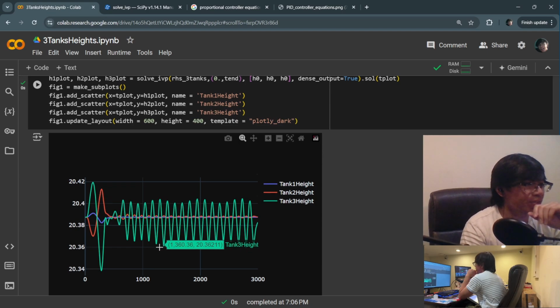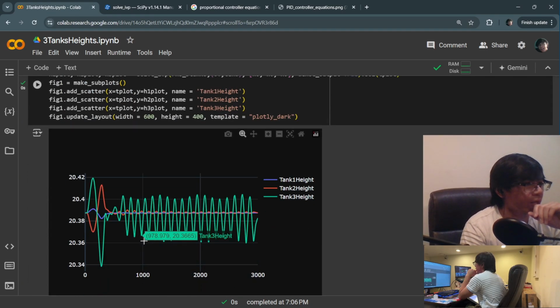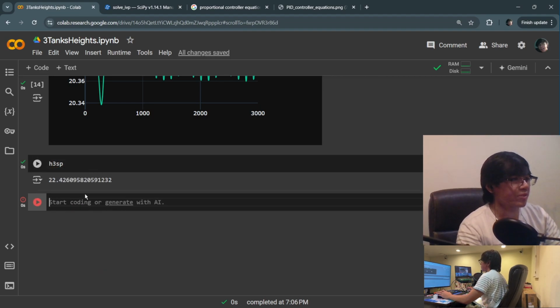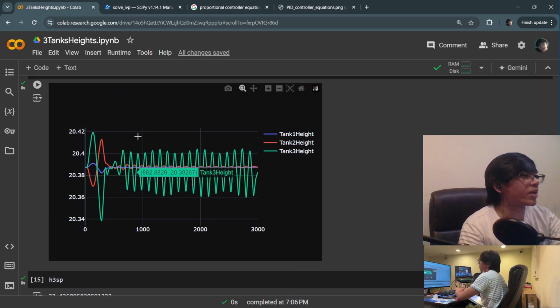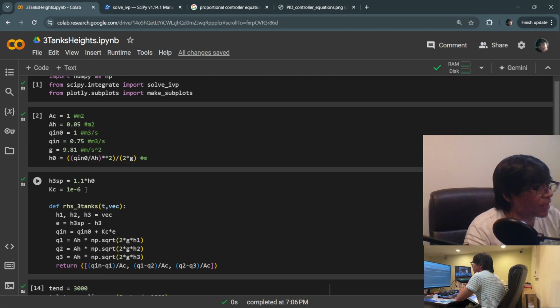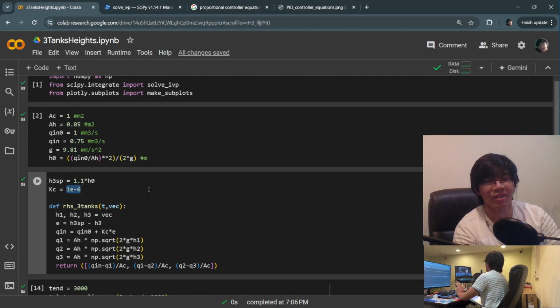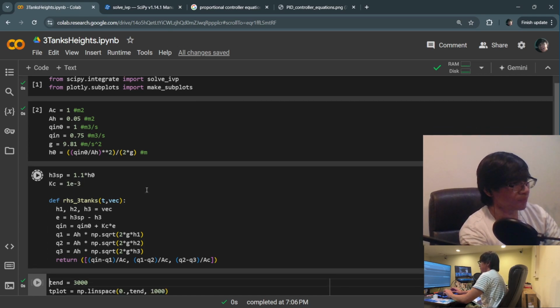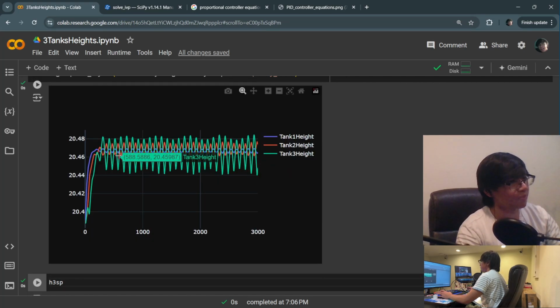So it does change, but we need to remember what we're trying to reach: our height set point is at a certain number, 22, and we are not hitting that at all. We're only hitting 20.4. So maybe you think increasing our sensitivity will let us hit that height. I think 1 was too much, so let's try 1e-3. Even though we are increasing, we are not hitting it. Tank 3 keeps on oscillating so much, and we're only hitting 20.4.